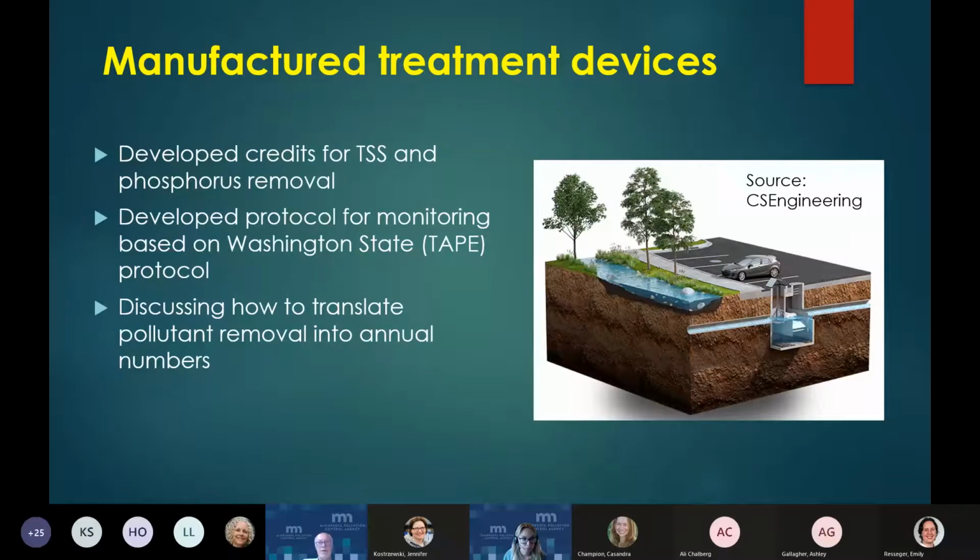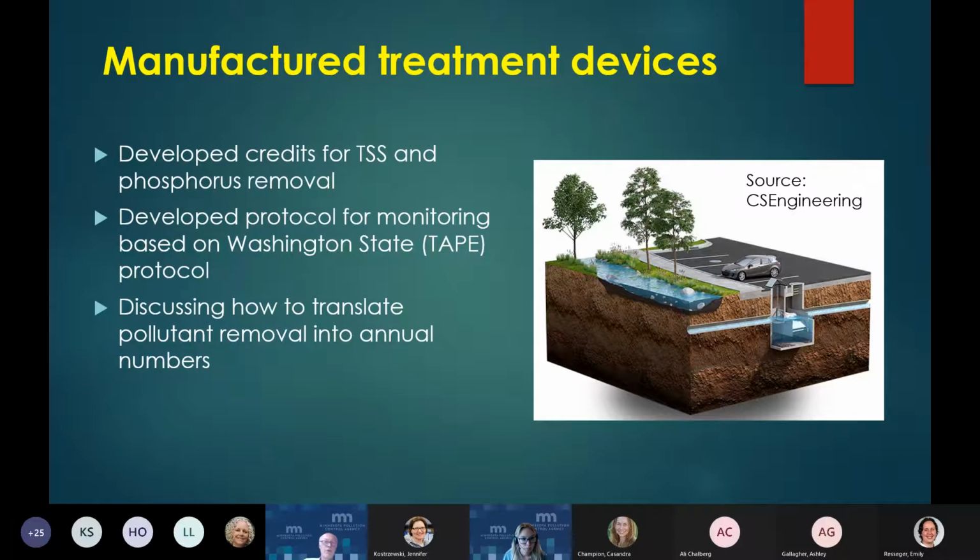So manufactured treatment devices is something we've been working on for about 2 years now. These are largely underground proprietary filtration practices. They're generally used in areas where you can't put an above ground practice because of space constraints. Primarily the places are downtown Minneapolis, downtown St. Paul, highly impervious areas where it would be very expensive to put in above ground practices or other practices. These are the places where you'll see these practices put in.